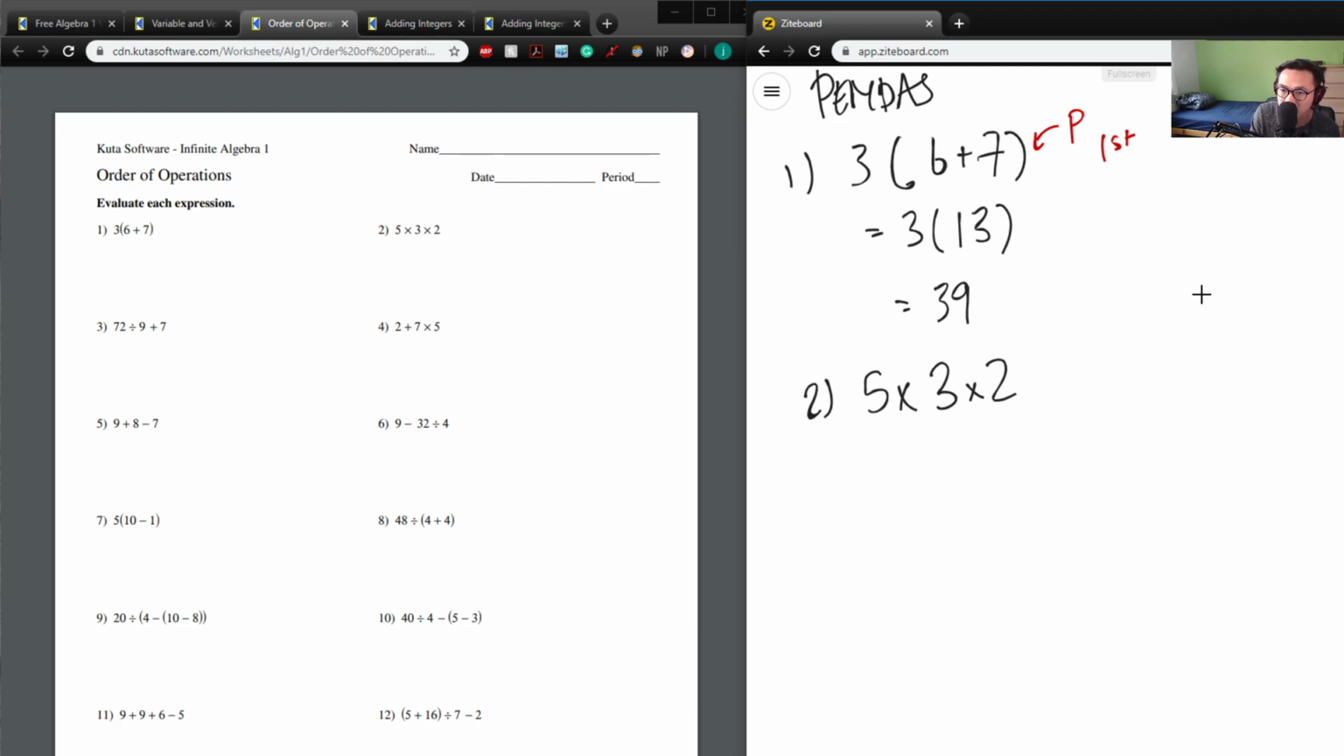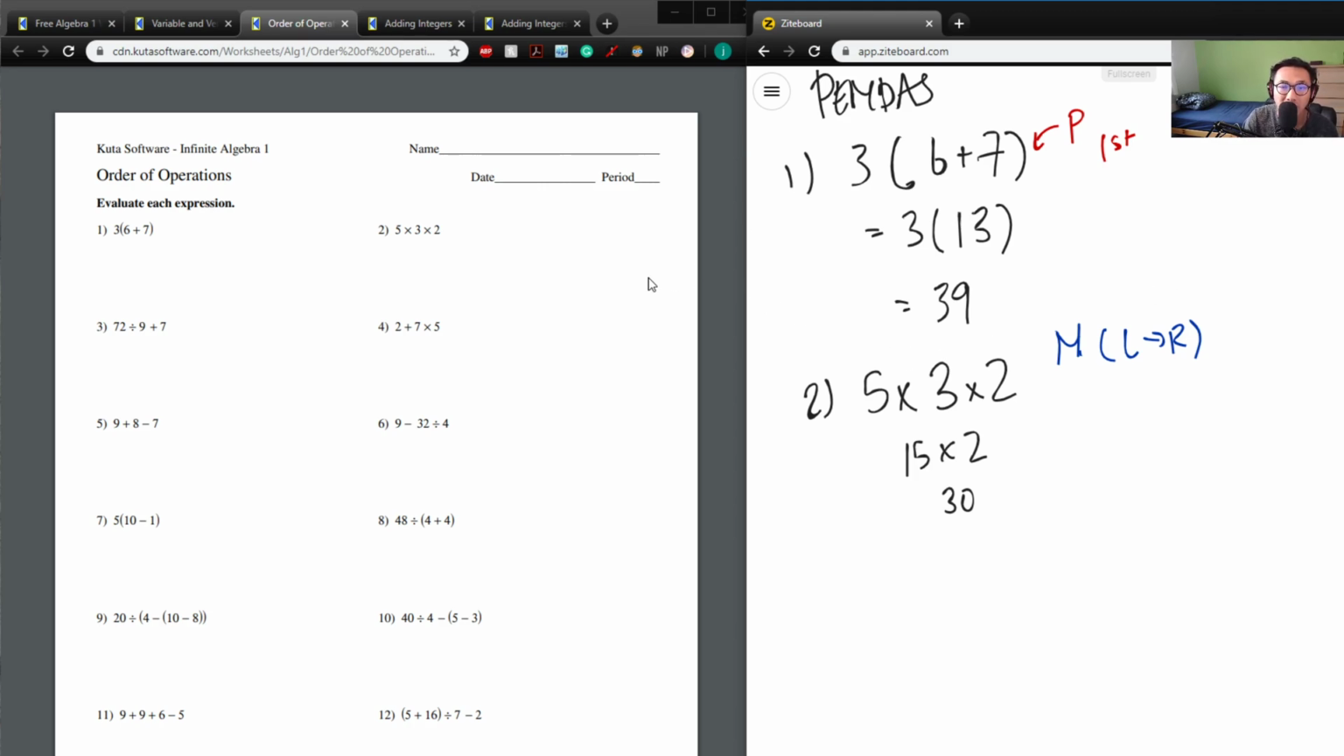So this is the M. I'm just going to write M for multiplying. And then L to R, so left to right. So how do we solve this? We do left to right. So 5 times 3, obviously here is 15. And then 15 times 2 here is 30. And that's going to be our answer for question 2.